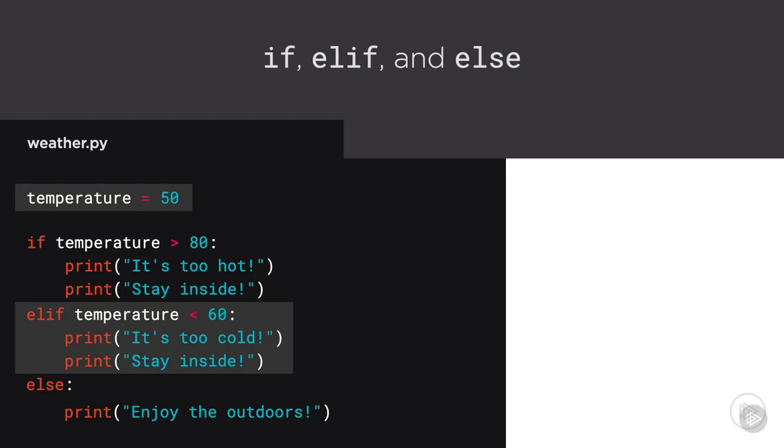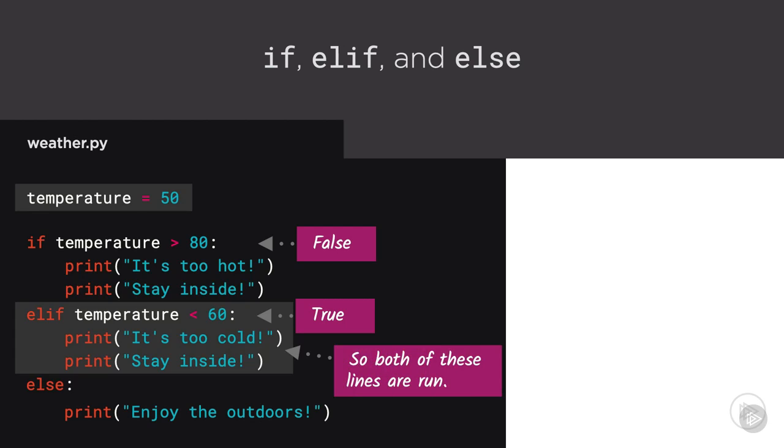Here, we'll check if temperature is less than 60. Then we'll print "it's too cold, stay inside." Since we updated the temperature to be 50, the if statement is false. But the elif statement is true since 50 is less than 60. So "it's too cold" and "stay inside" are printed. If instead the if statement and the elif statement were false, the else block would still run.